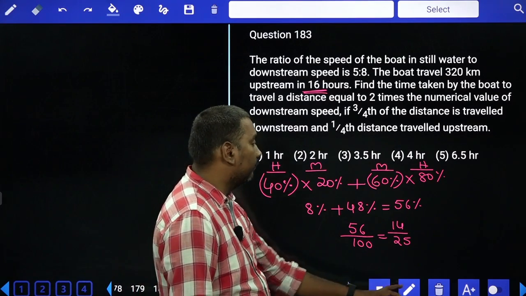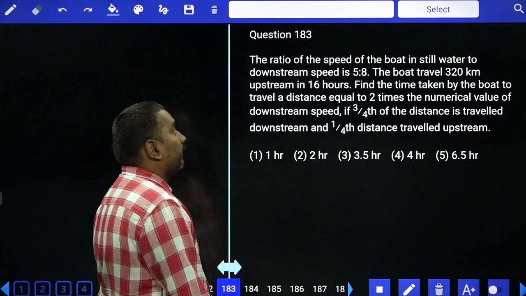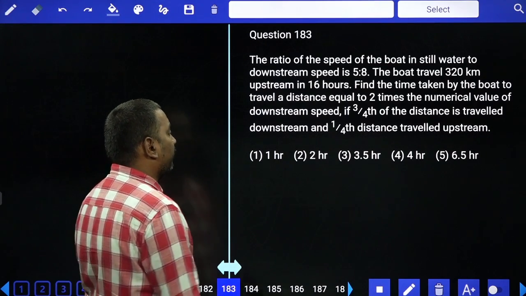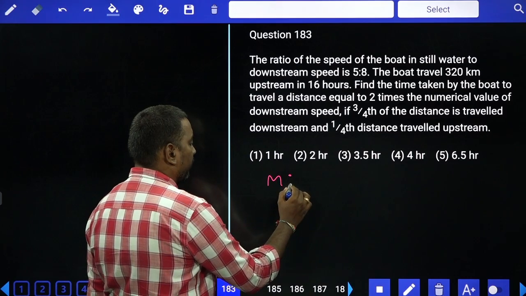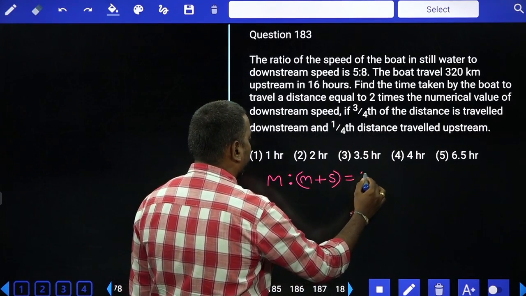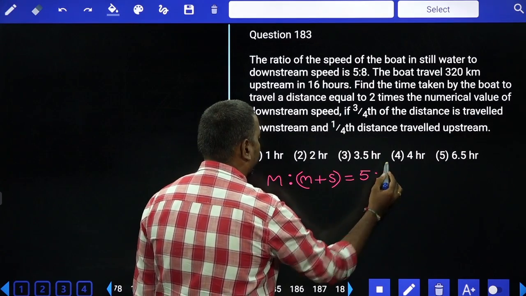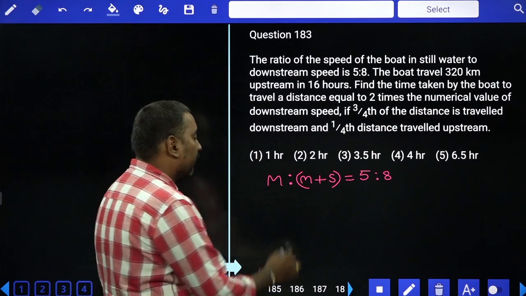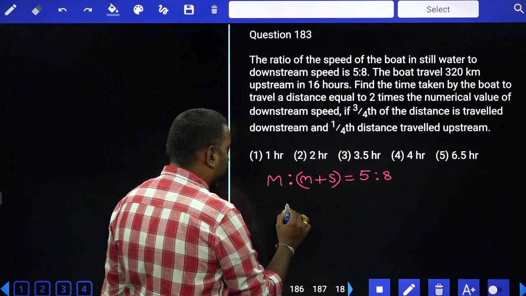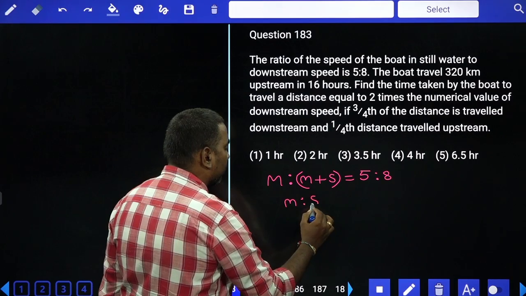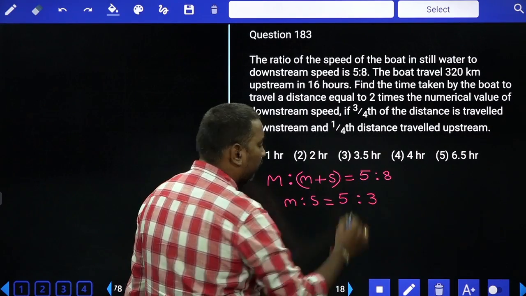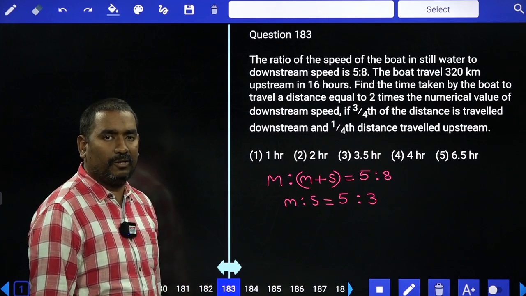Next. The ratio of the speed of the boat in still water to the downstream speed is 5:8. Still water means M. Downstream speed means M plus S. They are in the ratio of 5:8. If M is 5 parts, M plus S together is 8 parts. Out of 8 parts, M is 5, which means S is 3 parts. M and S are in the ratio of 5:3.